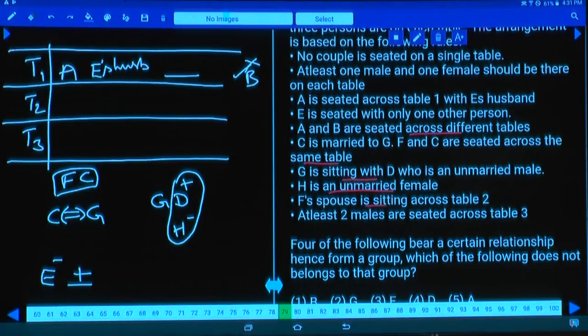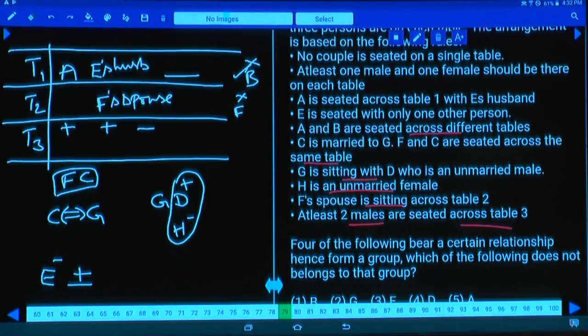F's spouse is sitting across table 2. Now sir, F's spouse is in this place. As F's spouse is in this place, can F be in table 2? F cannot be in this table. As F cannot be in this table, then at least two males are seated across table 2. Now in this one, at least 2 males are there, and another one female should be here.